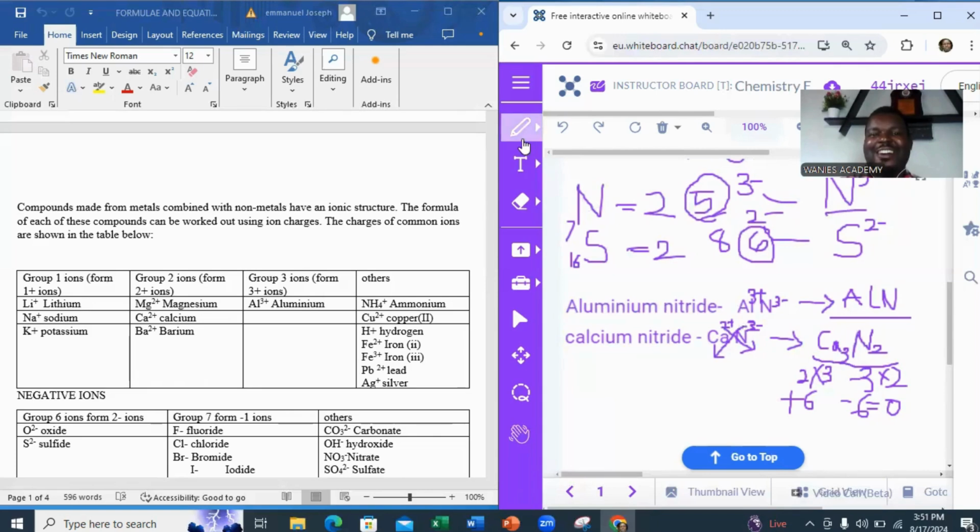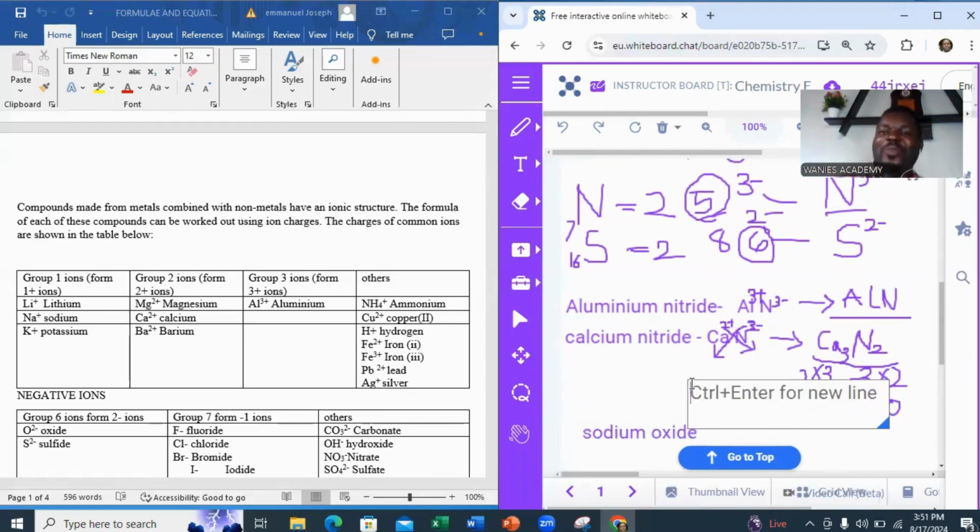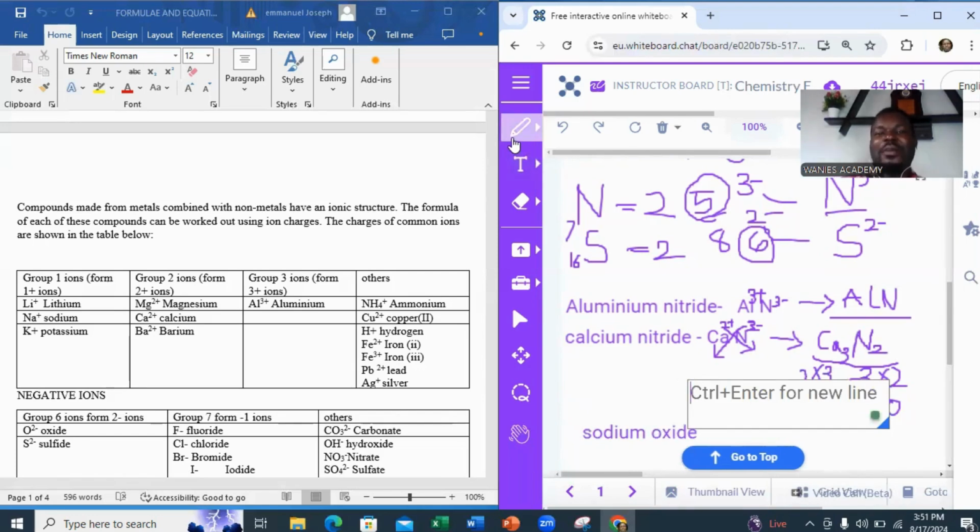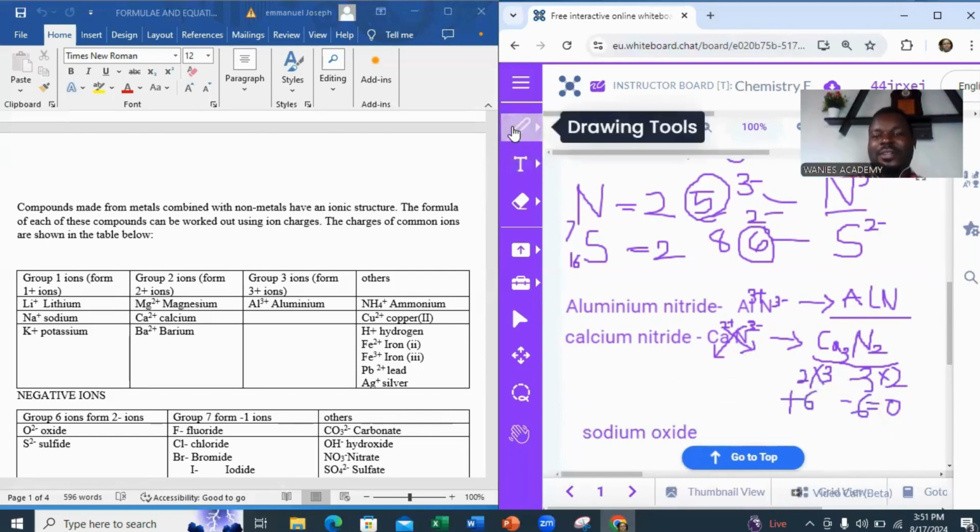Before we end the class today, I want you to try giving the formula. Let someone try sodium oxide. I need the formula for sodium oxide, using the same principle that we've adopted.